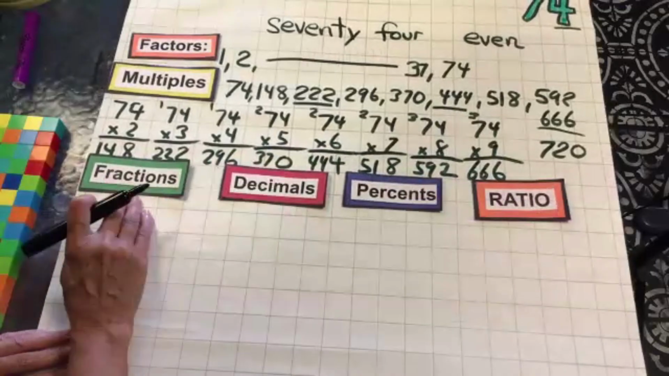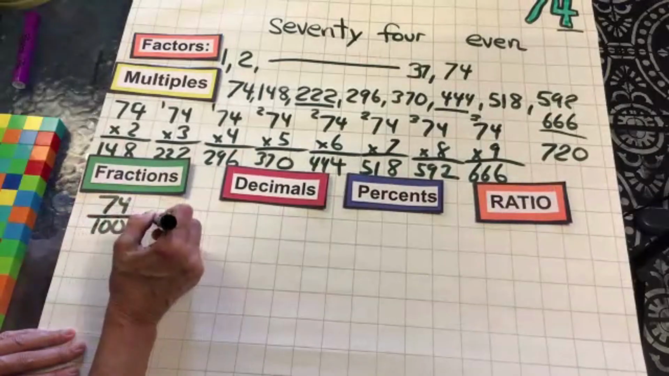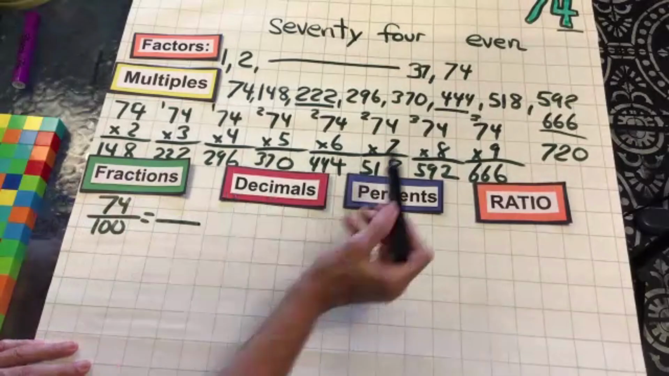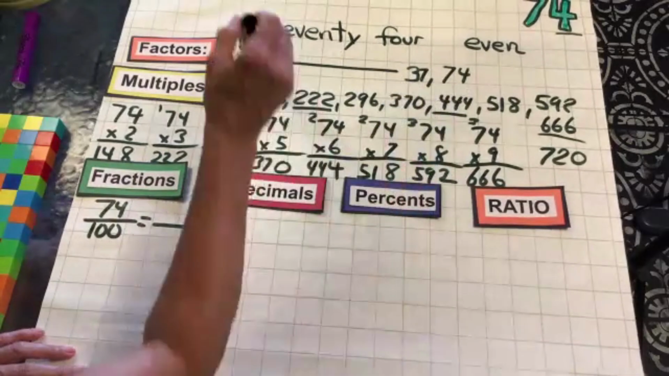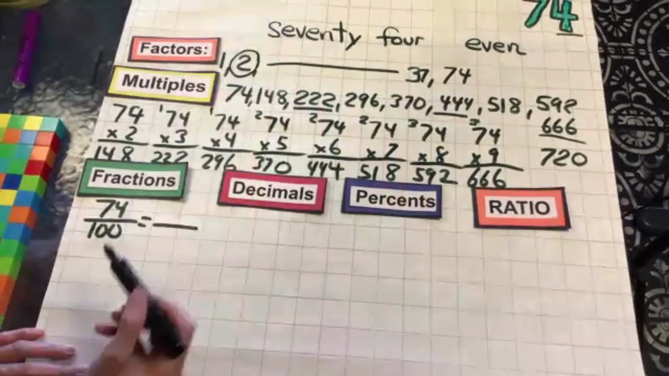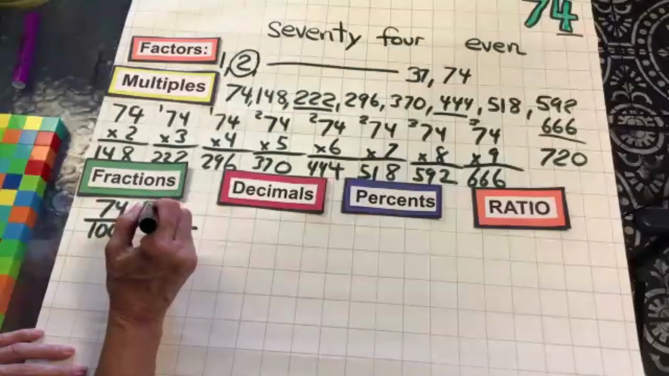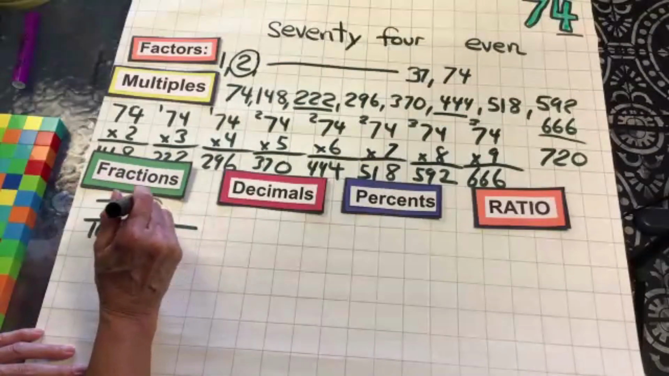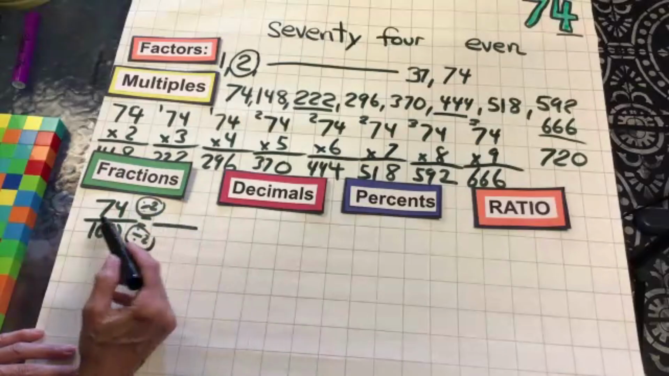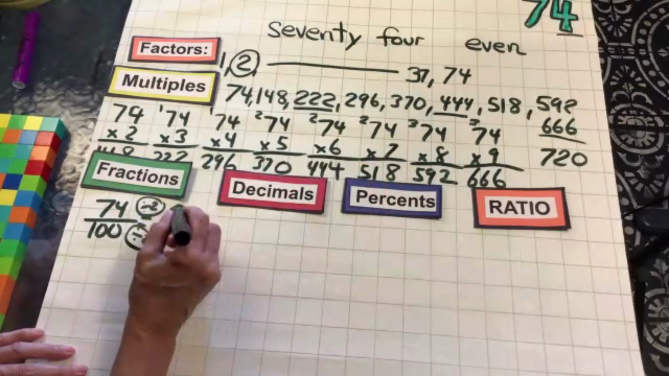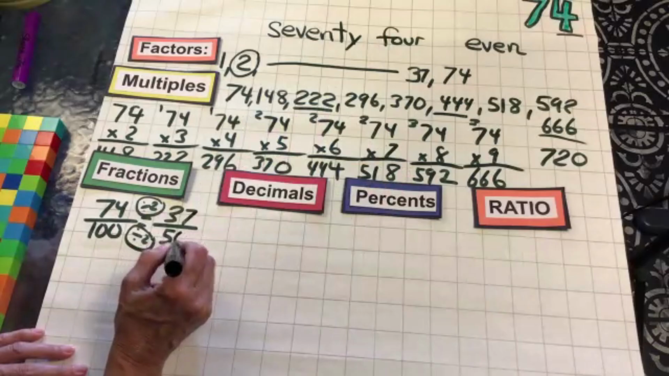So our fraction today would be 74 hundredths. And we can get an equivalent fraction. 74 does not go into 100 evenly, 37 doesn't, but 2 does. So 2 would be the greatest common factor between 74 and 100. So we're going to divide both numbers by 2. Divide by 2, divide by 2. And we know 2 goes into 74 37 times, according to our factor pairs up there. And of course, 50 goes into 100 2 times.